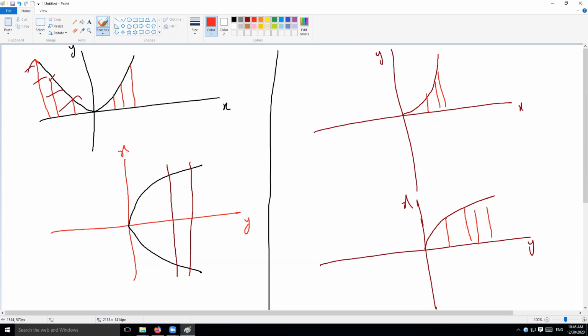And then there was the horizontal line test to check 1-to-1. The horizontal line test for 1-to-1. Or you can see that this satisfies the horizontal line test as well, while this guy does not satisfy the horizontal line test.